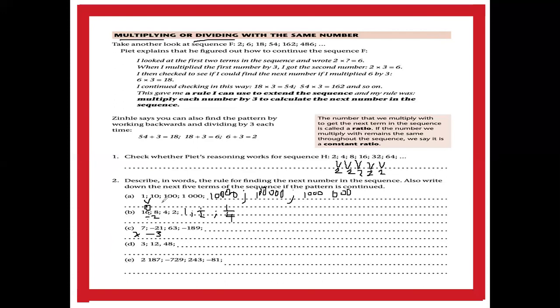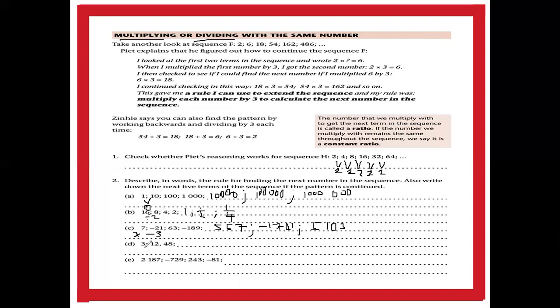And then if you multiply minus 189 by minus 3, you'll get 567. And if you times that by minus 3, you get the next term, which is minus 1,701. And if you times that by minus 3, you'll get the next term, which will be 5,103.